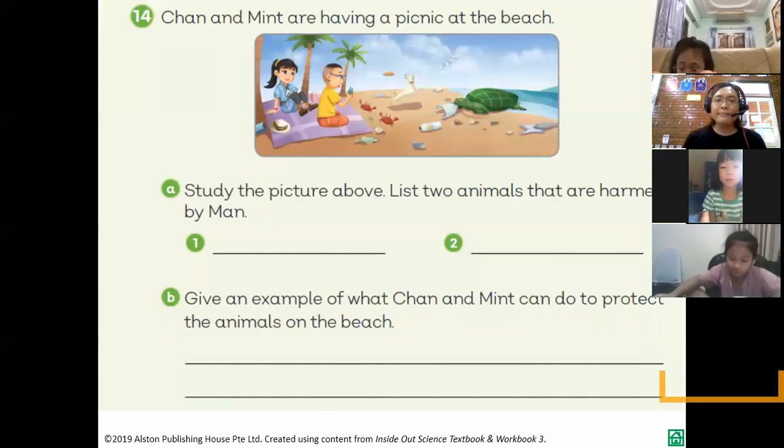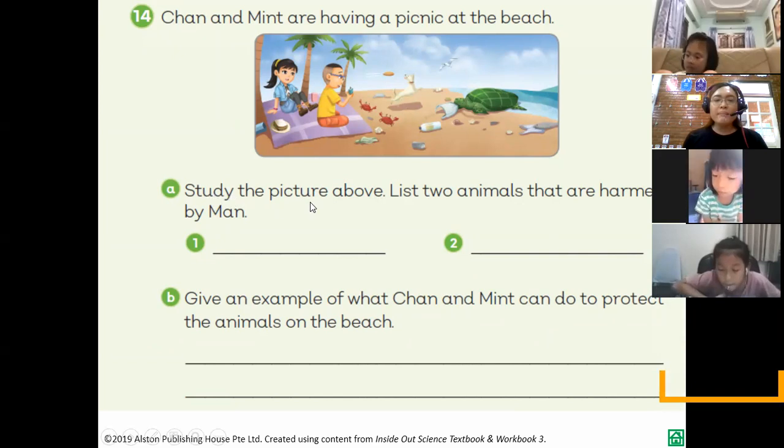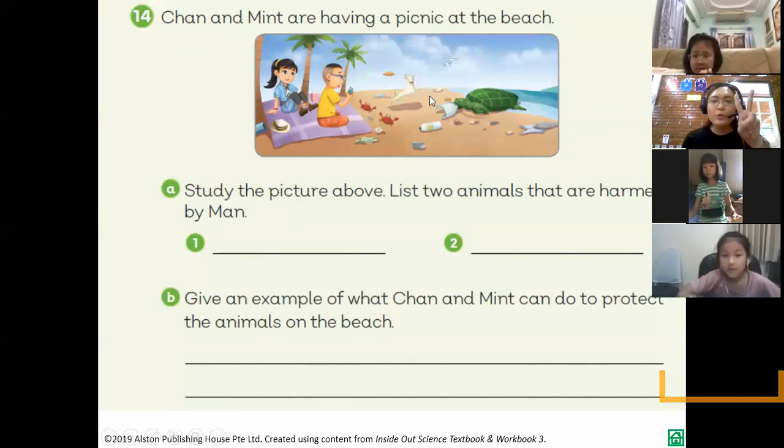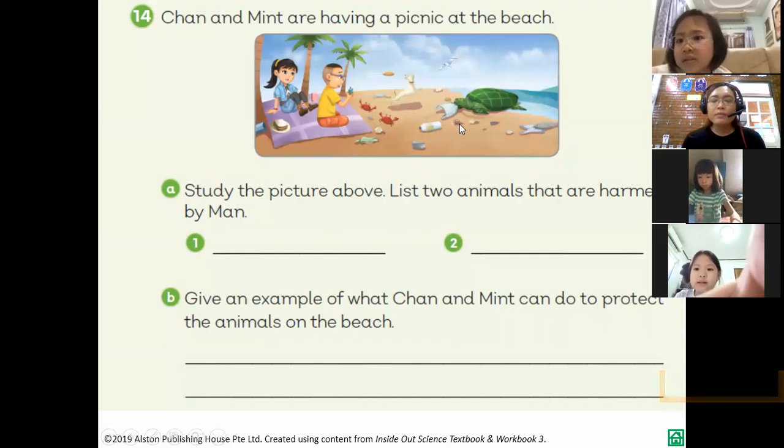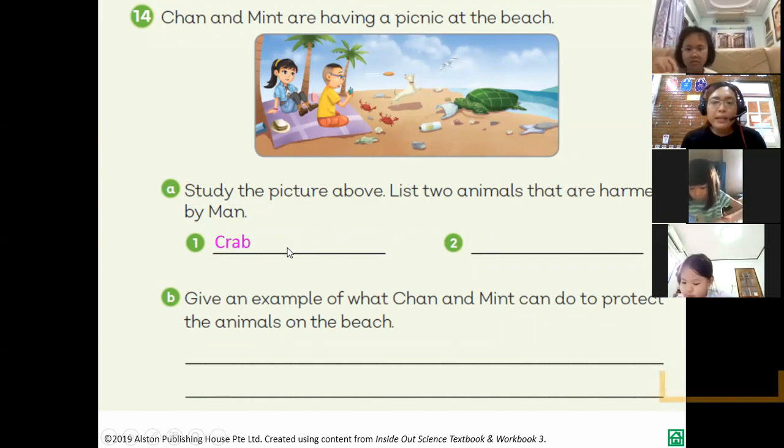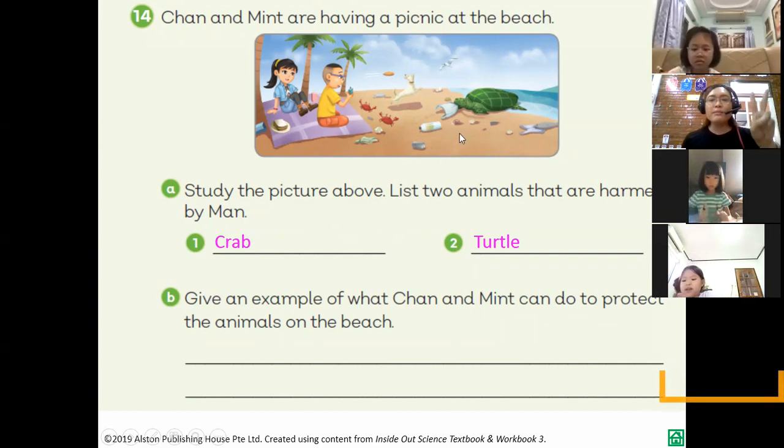Number 14. Look at the picture. Letter A. Study the picture above and list two animals that are harmed by men. Okay, what animals do you see? What two animals? Crab and turtle. So there are two animals, right? This one, crab, and then the turtle.